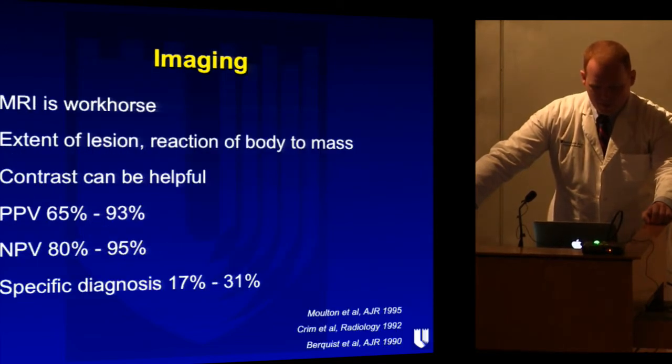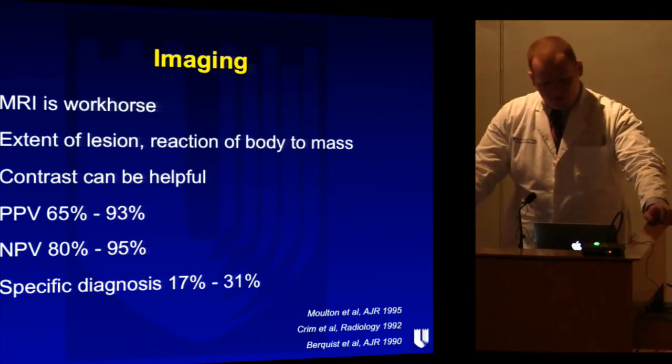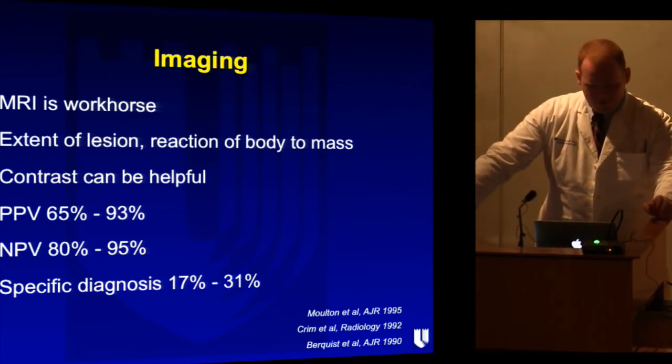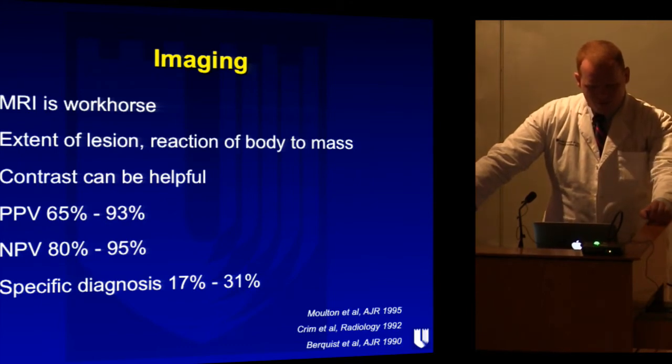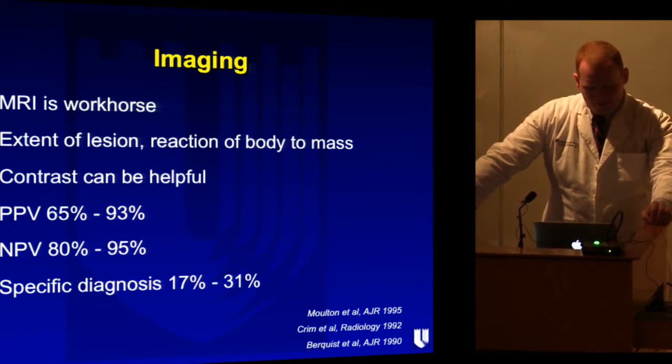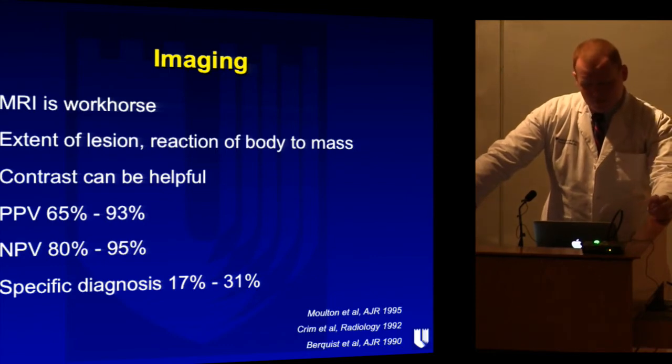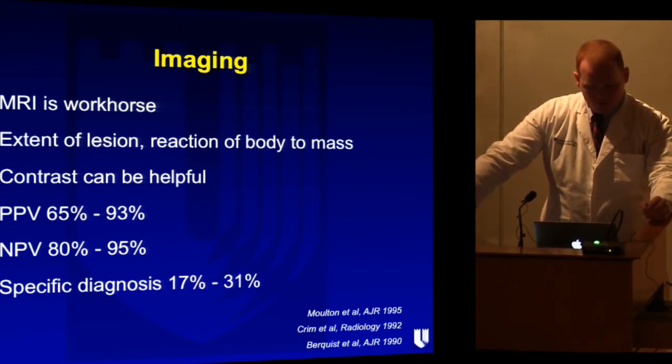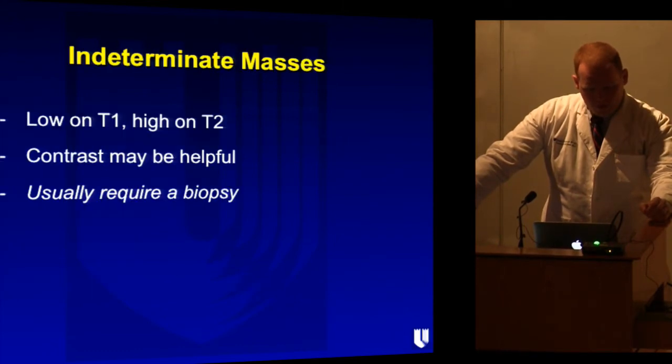In terms of imaging, plain films and CT can be very informative, but MRI has proven to be the workhorse for evaluation of extremity masses. MRI reveals the extent of the lesion within the bone and soft tissue, as well as the reaction of surrounding tissues to the mass. The inclusion of contrast can be helpful to determine blood supply to the mass and to provide further detail. MRI has high positive and negative predictive values with the ability to ascertain a specific diagnosis in 17 to 31% of cases with just imaging.